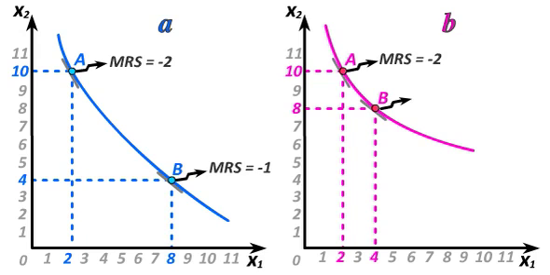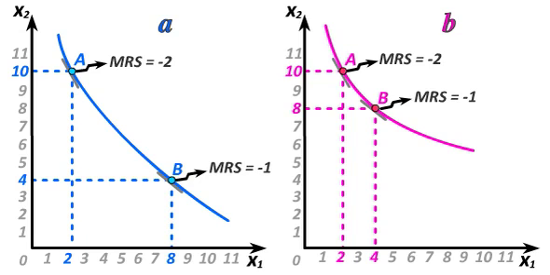Bundles A and B along the magenta indifference curve were chosen in exactly the same way, with the marginal rate of substitution at bundle A equal to minus 2 and the marginal rate of substitution at bundle B equal to minus 1. Bundles A and B are closer together along the magenta indifference curve than they are along the blue indifference curve because of the greater substitutability that's built into the blue indifference curve, which makes it flatter.